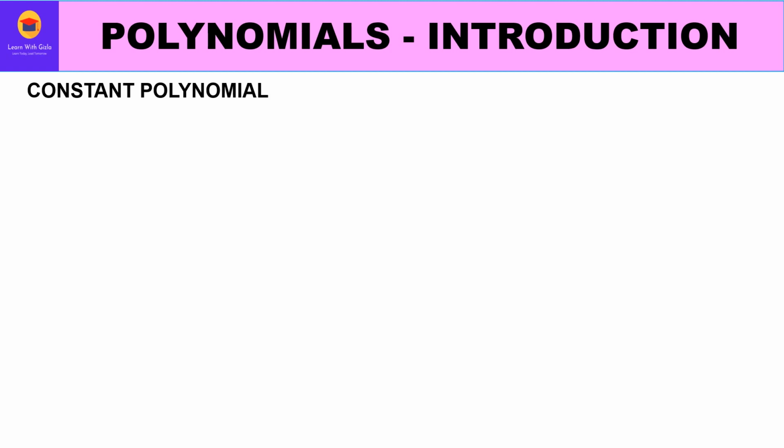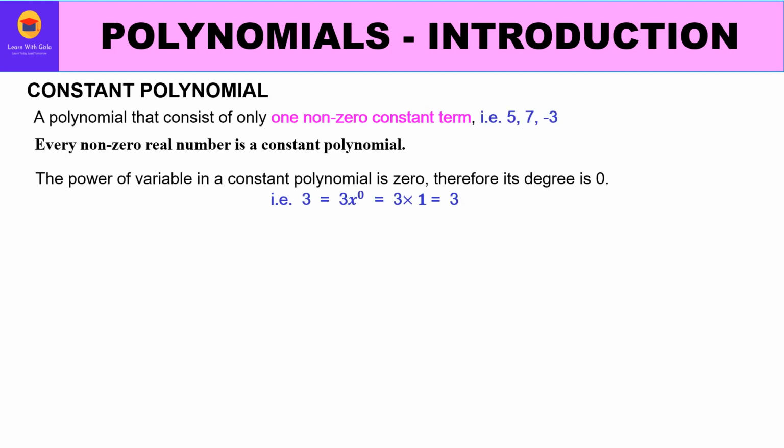Now comes constant polynomials. What are constant polynomials? So we can say a polynomial that consists of only one non-zero constant term is known as constant polynomial, like 5, 7, minus 3. Only one term is there, that is a constant term, that has to be non-zero, right? So every non-zero real number is a constant polynomial. It should not be 0, it should be a constant term, right? Now, what is the degree of a constant polynomial? When we talk about degree, we can say the power of the variable in a constant polynomial is 0. Therefore, the degree is 0.